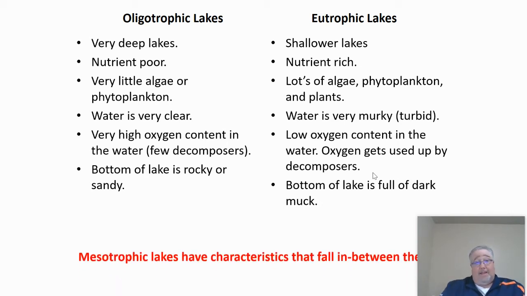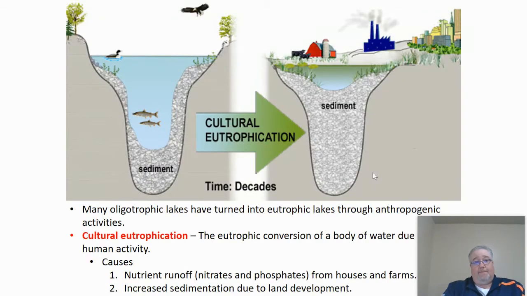And a mesotrophic lake is kind of in between the two. Most lakes, to be honest with you, most lakes are mesotrophic. They're kind of a hybrid between the two. But if we understand the two extremes, then we should understand perfectly well that most lakes kind of fit into both categories. We consider those to be mesotrophic.